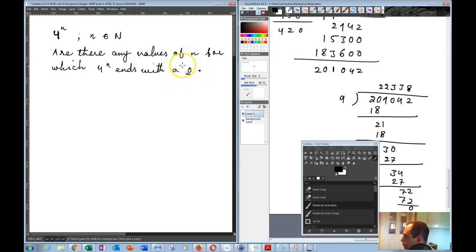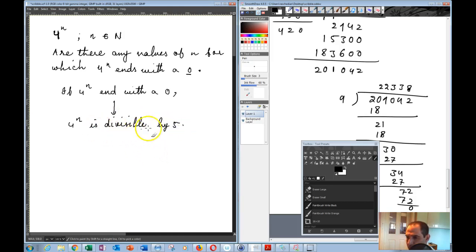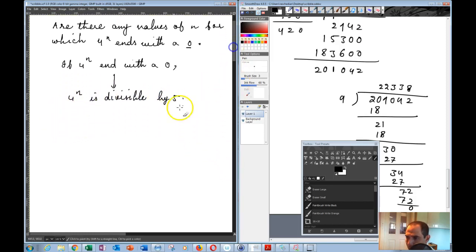So again, if 4 raised to the power n ends with a 0, what that means is that basically 4 raised to the power n is divisible by 5. And if it's divisible by 5, you should be able to find at least a factor of 5 in the prime factorization of 4 raised to the power n.